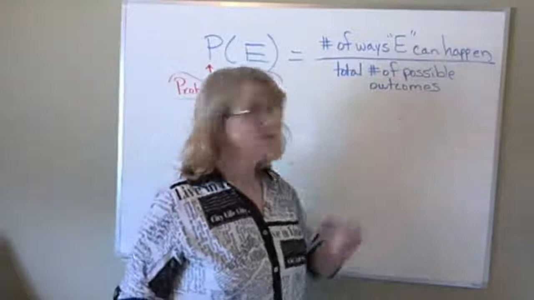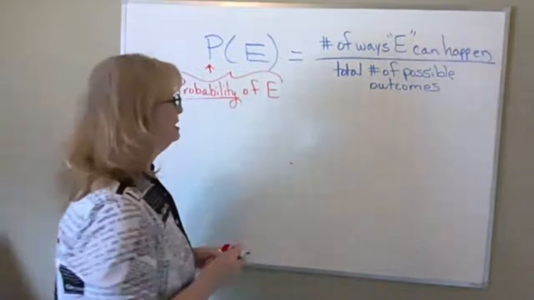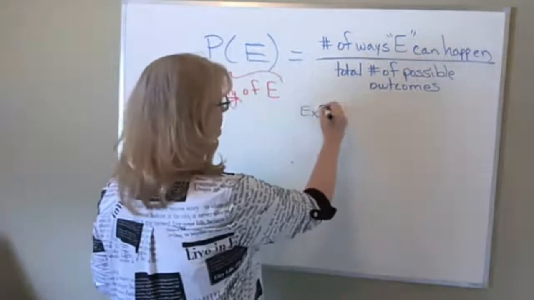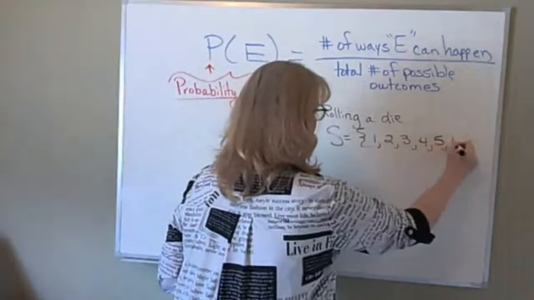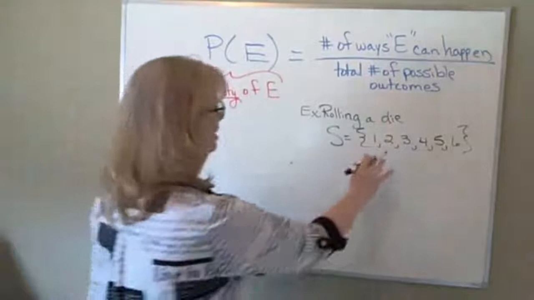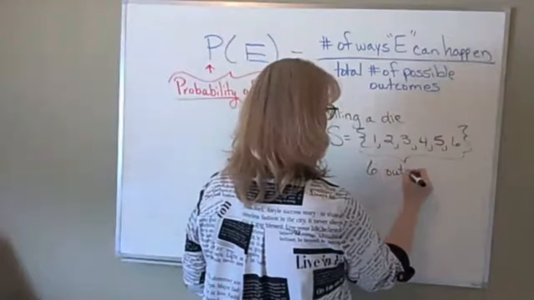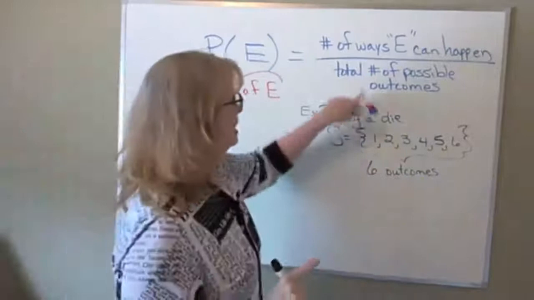Let me give you an example of this. So let's suppose our experiment, let's go back to rolling a die. And if you recall, the sample space is the numbers 1 through 6. When you roll one die, that's your sample space. And so we have 6 possible outcomes. That means when we do probability about rolling a die, that bottom number is always a 6. So every probability, that's going to be the bottom number.